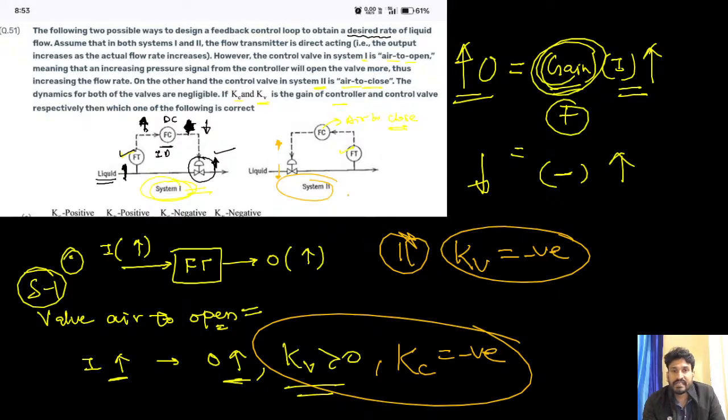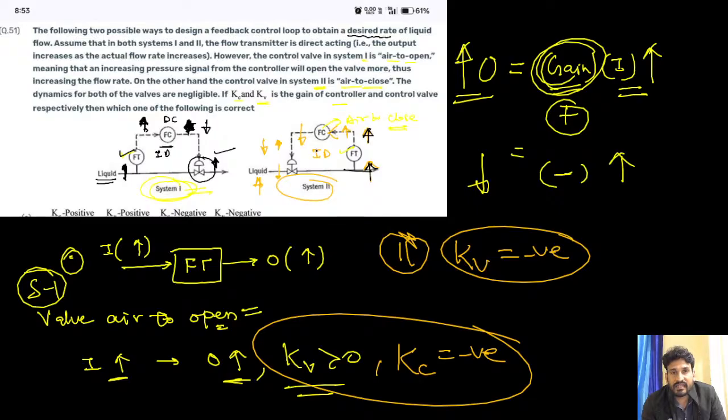FT is already pre-decided that it is direct acting. Let's suppose my flow rate is increasing. FT is also giving the increased signal. So FC, if FC is indirect acting, let's suppose, then its input is increasing, so it gives the less signal. If it is giving the less signal, my liquid flow rate will be more. So this is not a desirable condition. So what is a desirable condition?